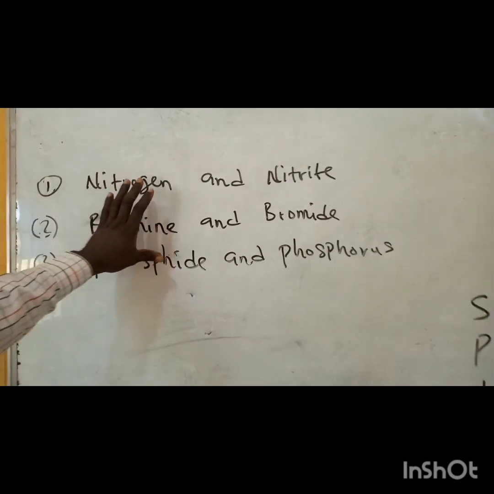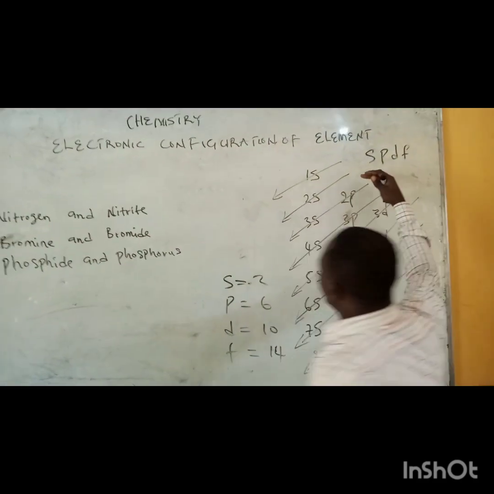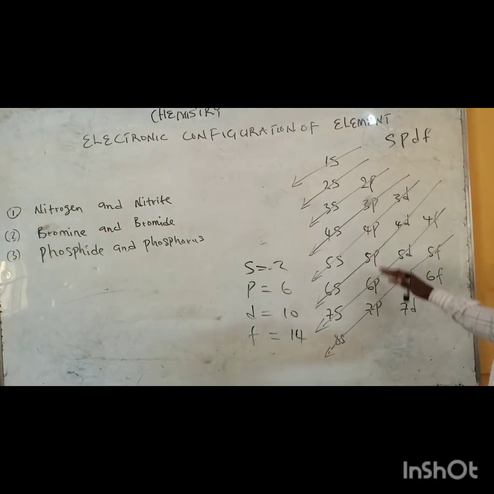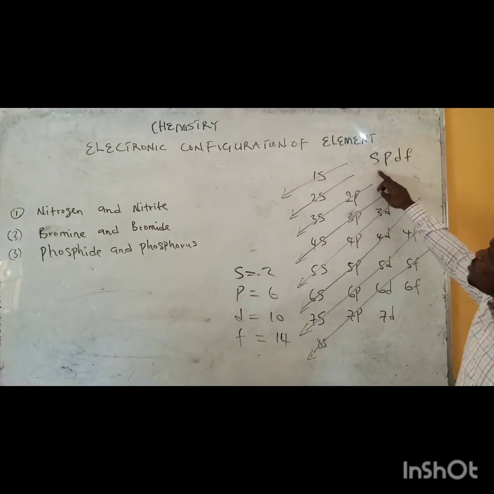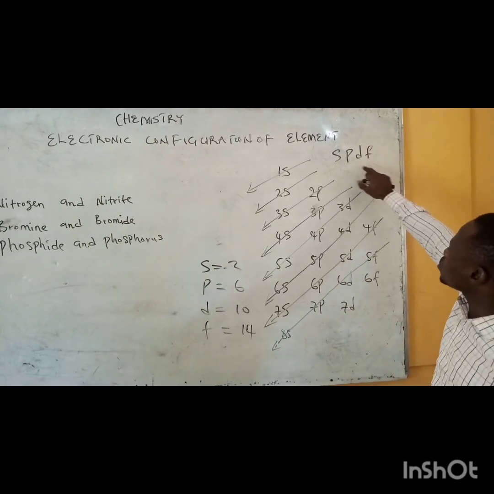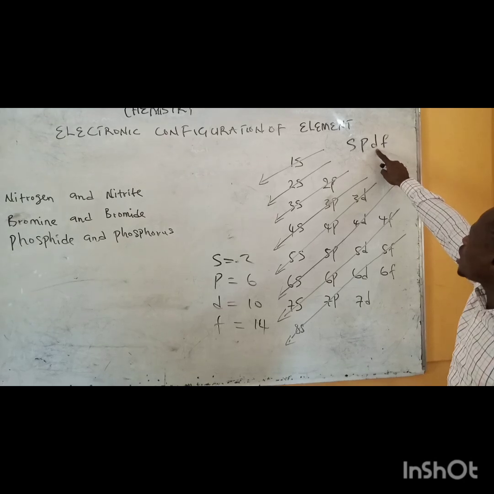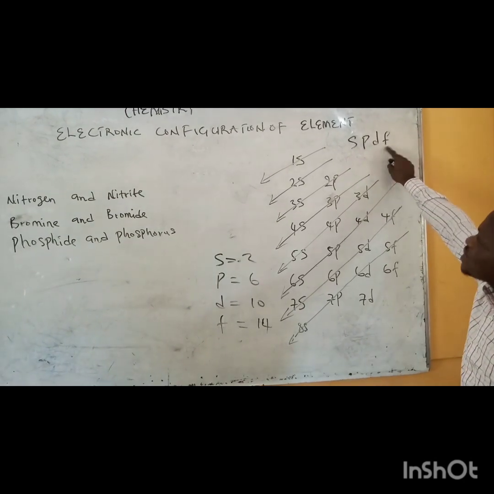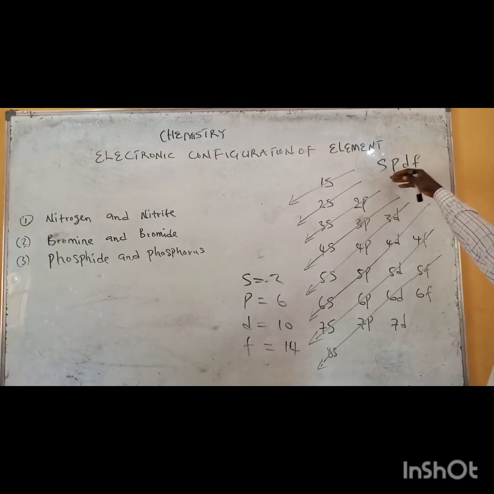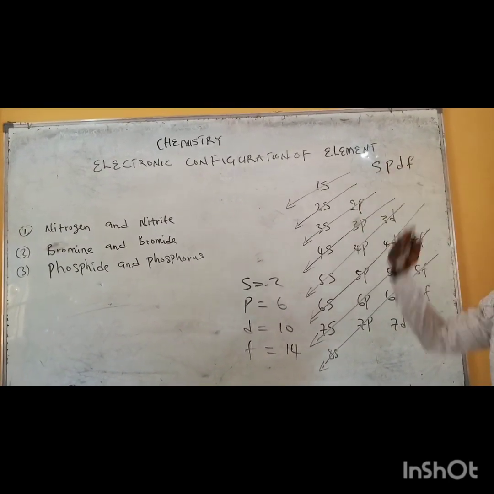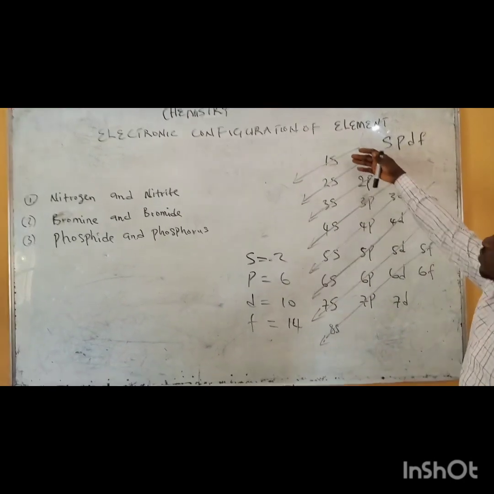Before looking at the electronic configuration of these, you must first understand the basis of these rules. In electronic configuration, we looked at the SPDF, which stands for sharp, principal, diffuse, and fundamental. In arranging it, you have to arrange it in order for you to know exactly how these things are written.